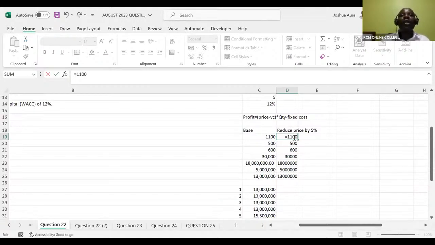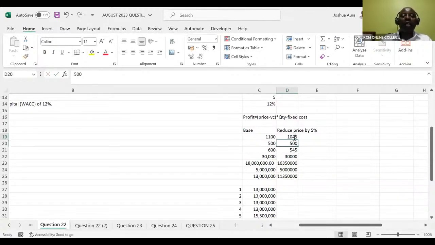If the price is being reduced by 5%, then the new price will be at 95%. So I need to come and say times here, 0.95. And then I say enter. I have my new profit here. I have my new profit. So I simply need to come and change the cash flows.